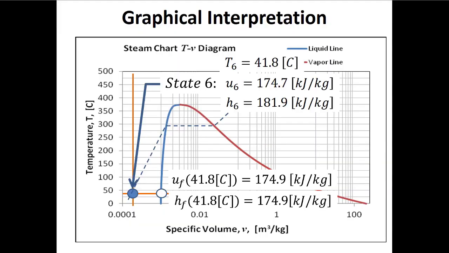That's pretty close to 174.7, right? And my approximation for Hf is also still pretty good, although larger than the error in the specific internal energy. So we're going to use, or at least you're welcome to use, this approximation for subcooled liquids, and we're doing that by assuming that it's an incompressible liquid. So here in both of these cases, our error by doing this is relatively low.